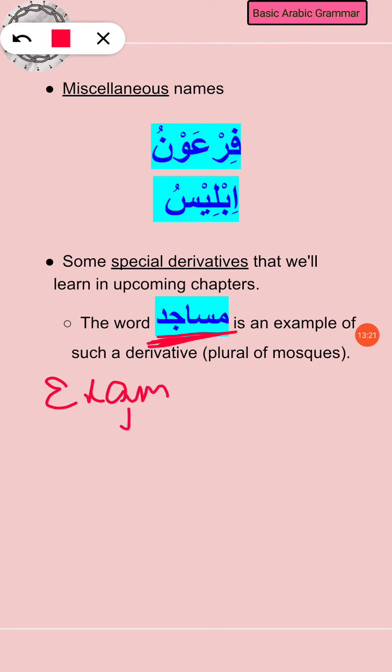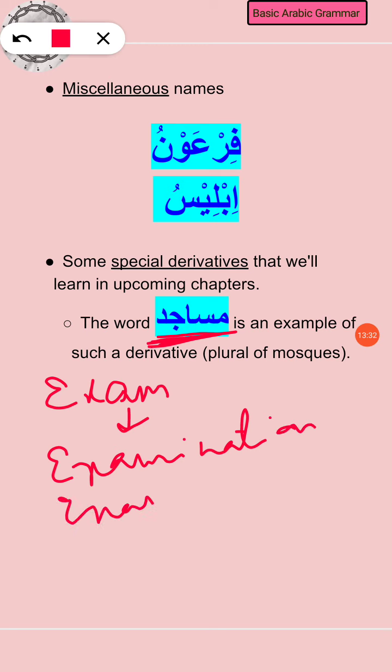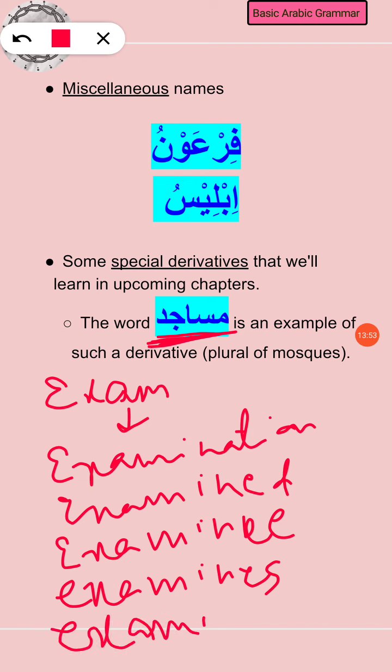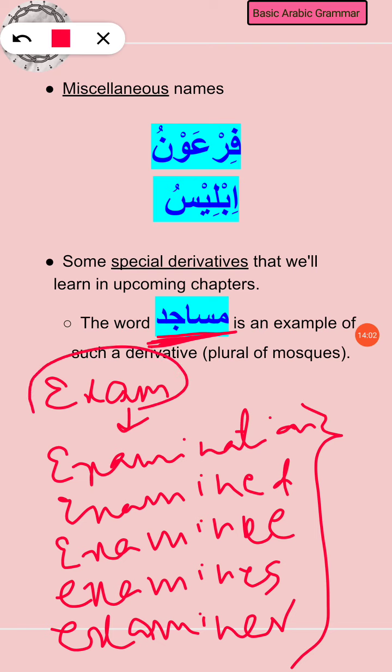You can get this idea by words such as, for example, exam. How many words can you form from this word exam? You can get examination, examined, examinee, examines, then you get examiner, of course, how can we forget that, and exams. So all these are derivatives that are formed from this root word.